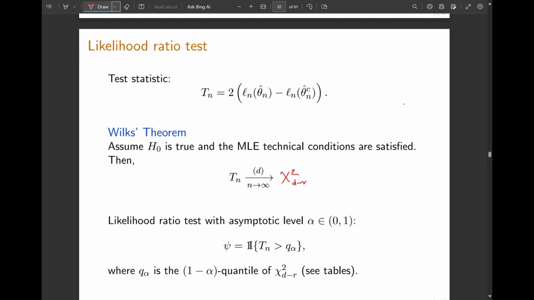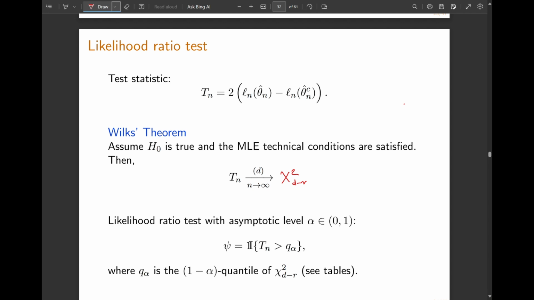And once we know this, the likelihood ratio test with asymptotic level alpha between 0 and 1 is equal to the indicator that the test statistic Tn is greater than q alpha, where q alpha is the 1 minus alpha quantile of the chi-square distribution with d minus r degrees of freedom. And to get the critical value, we need to look at the table. So that concludes the likelihood ratio test.